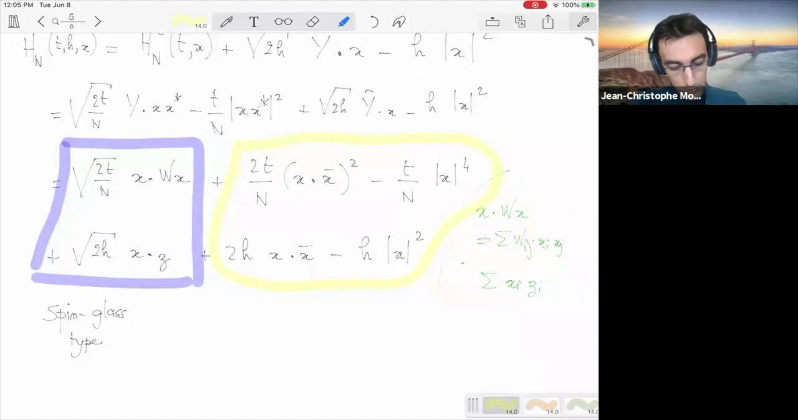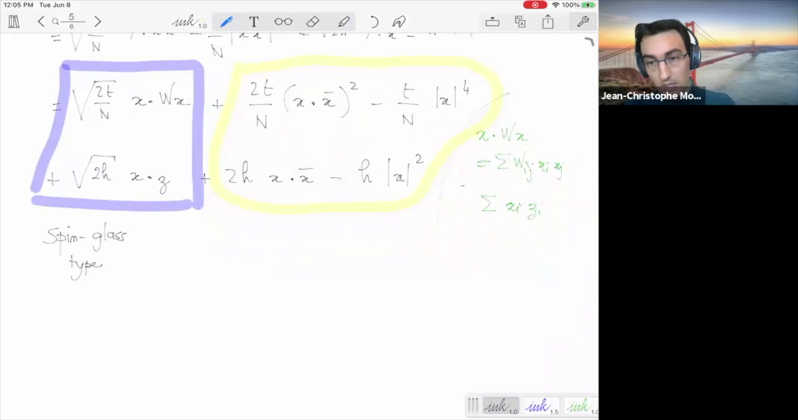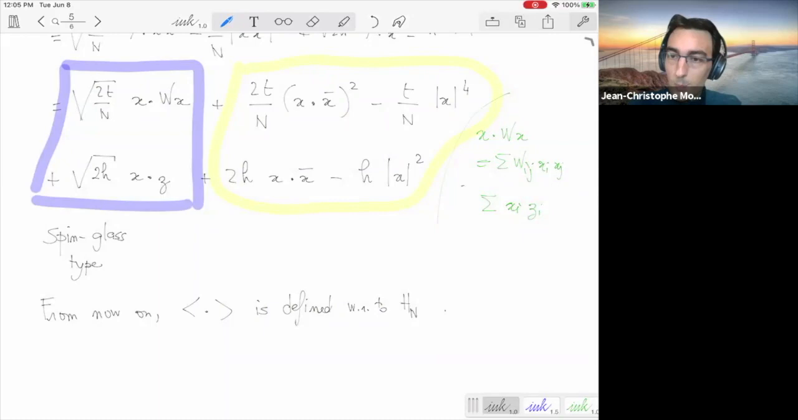Okay, and so from now on, this is really our energy function. It's always this H_N. So from now on, the bracketing is defined with respect to H_N, not H_N zero. And similarly, I can define the independent copies with X and X prime and X double prime. As we have discussed many times already, the Nishimori property is still valid because we still have that our Gibbs measure is the conditional expectation with respect to something.